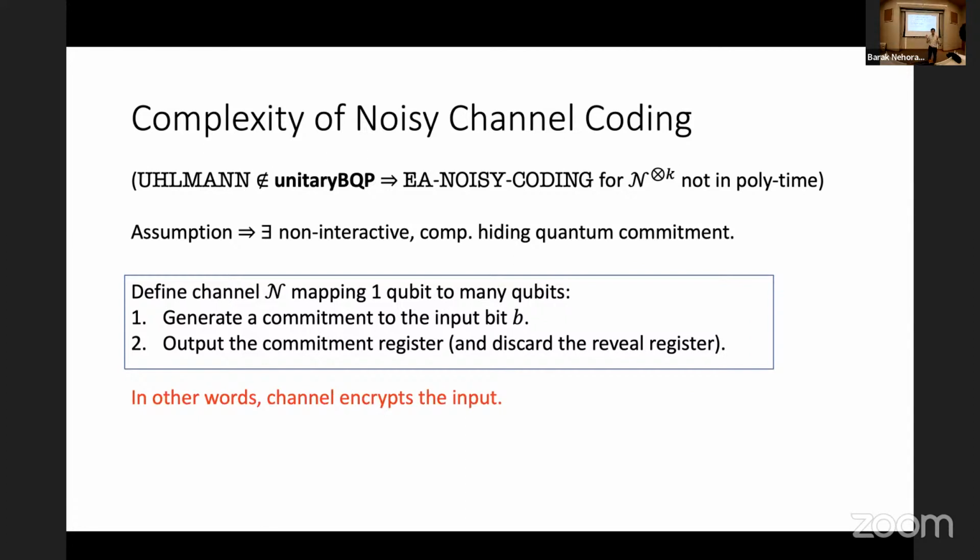You can think of it as the channel just encrypting the input bit and outputting this encryption. Okay, so here's a claim. In some sense, you're getting some scrambled version of the input bit, but if you had infinite time, there's no noise added. It's just being mapped in some weird form. So the capacity of n copies of this channel is k. If you had infinite time, you can actually send k bits across k copies of this channel.